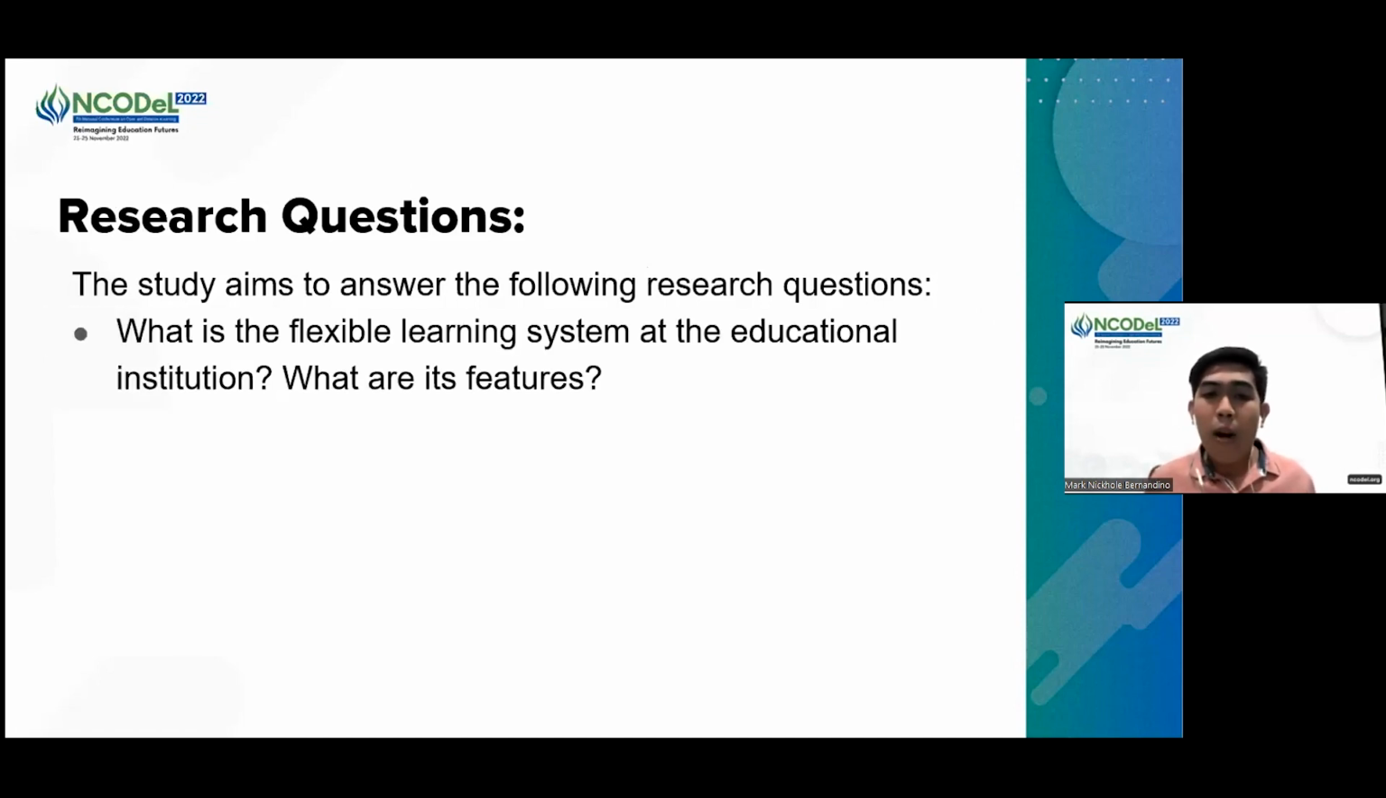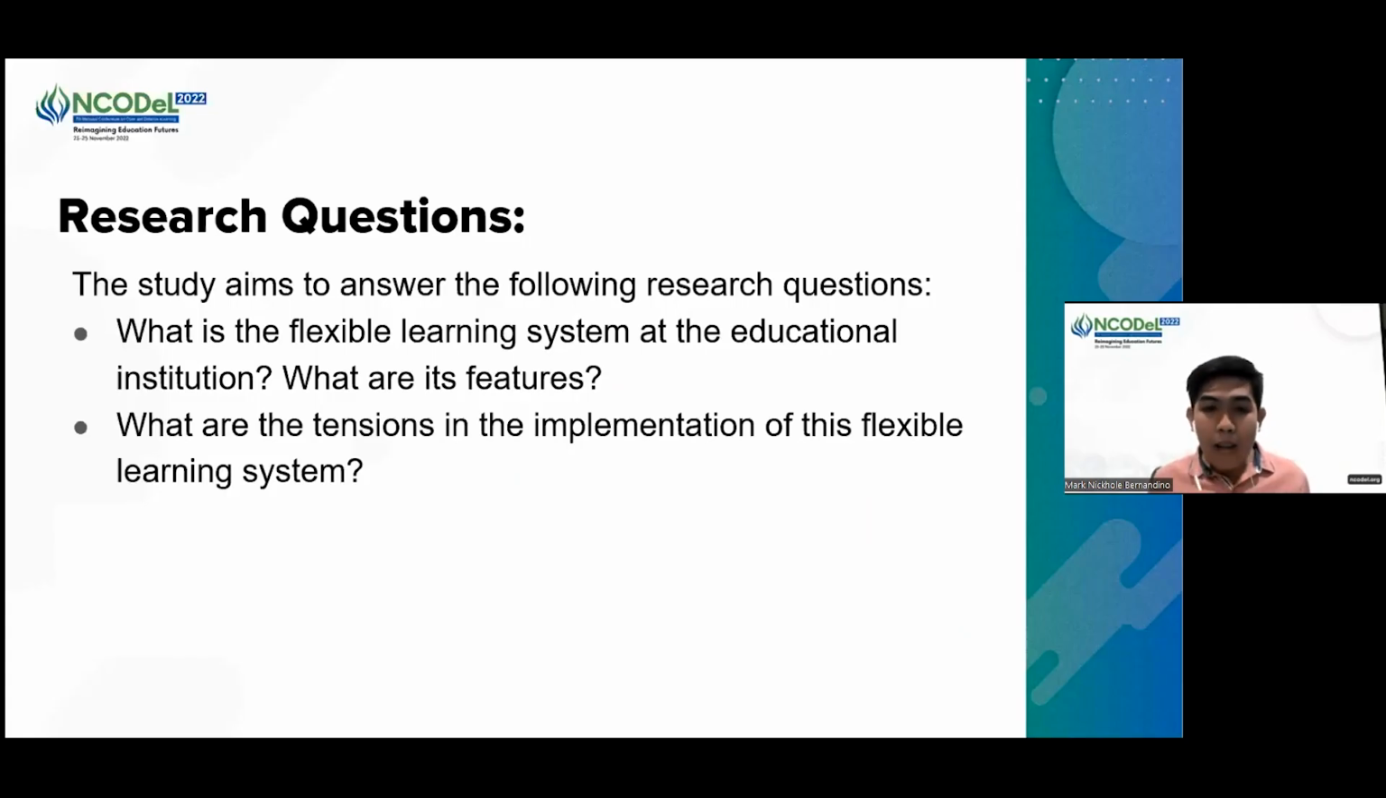Number 1, what is the flexible learning system at the educational institution and what are its features? We all know that every educational institution is common in terms of its objective, and that is to offer quality or holistic education. But for this question, I would like to know the distinguishable features or the best practices being applied or employed by the educational institution as far as flexible learning is concerned.